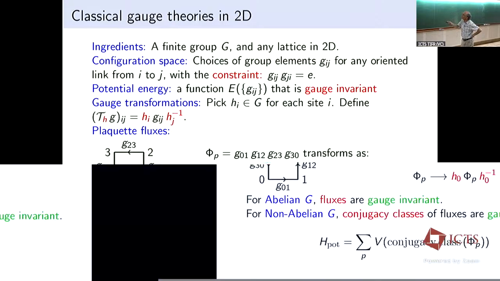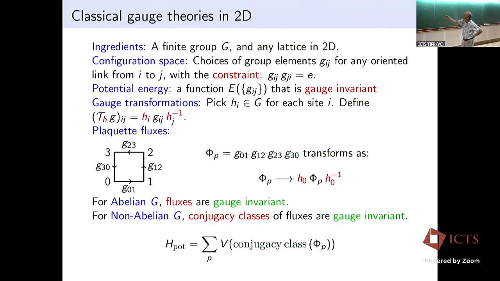So the ingredients are: you have a finite gauge group, and a lattice, any lattice in 2D. The configuration space is described as follows: for each bond, you choose a group element that I call J_ij, where i and j are sites, and the links have to be oriented. That is, we have the constraint that if you go this way and that way, the product J12, J21 has to be the neutral element of the group.